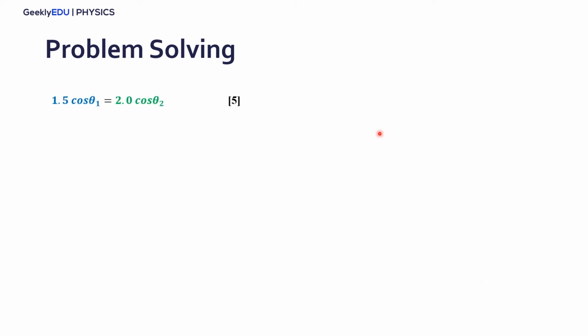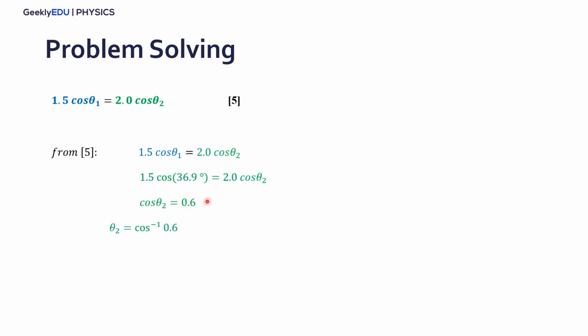Okay, now we have angle number 1. It's easy. We can go back to equation number 5. Just add the angle here, and we can find easily that the cosine of angle number 2 is 0.6, and then the angle itself is 53.1 degrees.